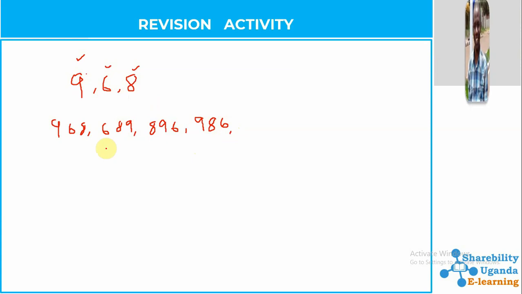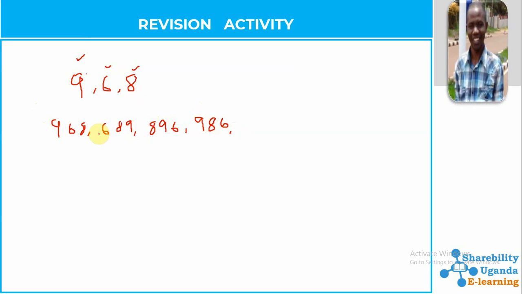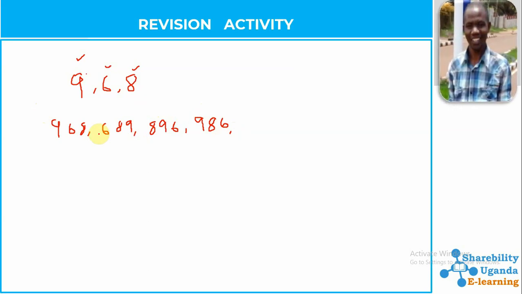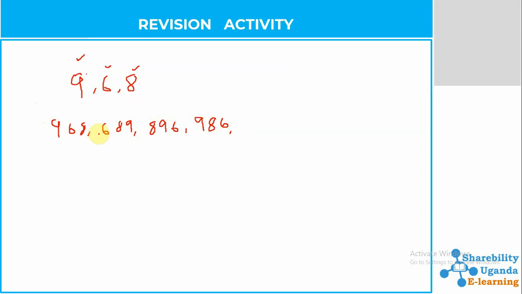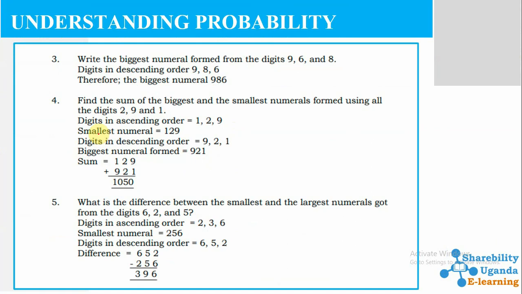So these are, let's consider this as our numerals that are being formed within our number. So in this number, we can identify from the question that is asked, because they are saying write the biggest numeral formed from the digits 9, 6, 8.